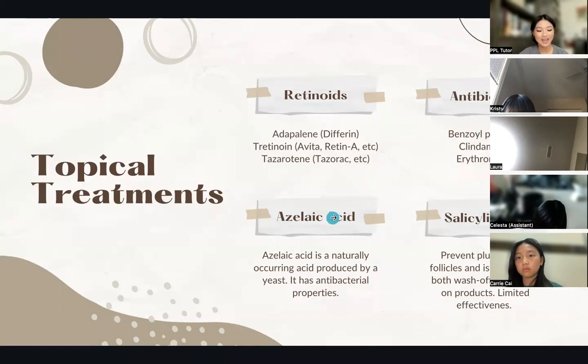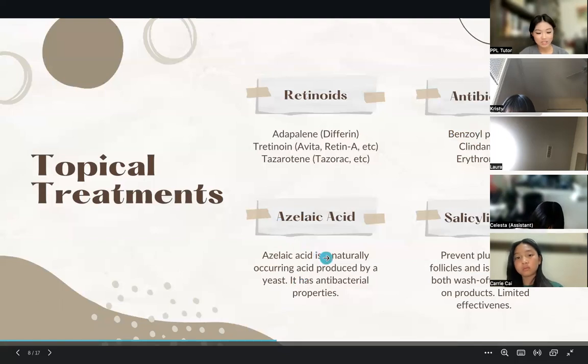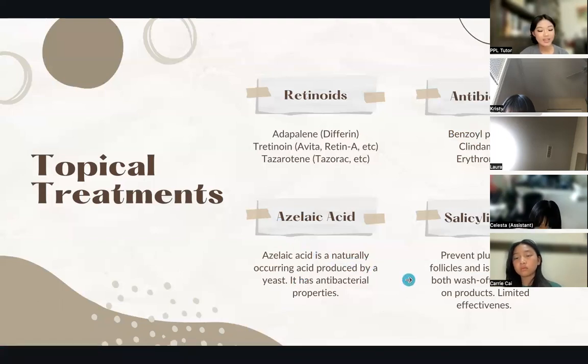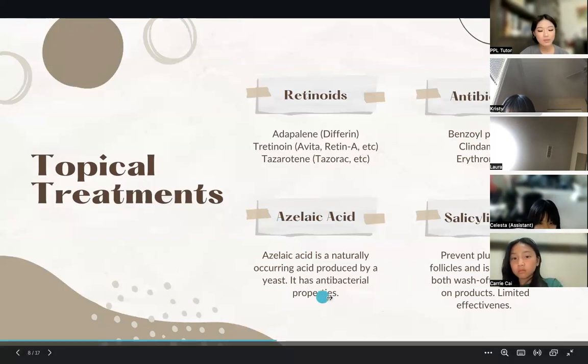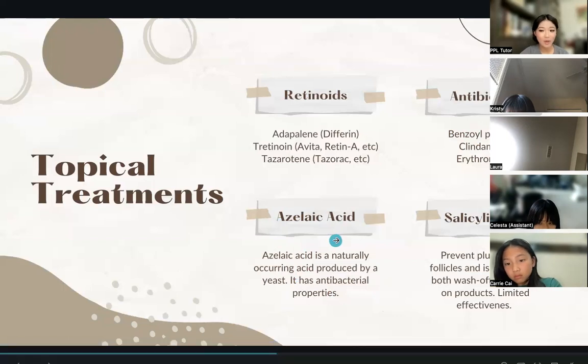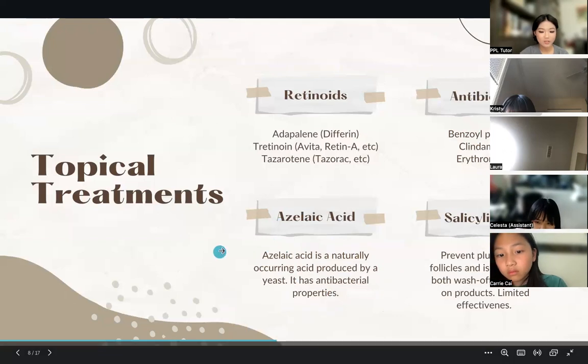And then we have our azelaic acid. So this one is, I guess, less commonly used, but it's still a great ingredient to use. Azelaic acid is a naturally occurring acid produced by yeast, and it has several natural antibacterial properties. So this one I recommend generally for mild acne. If you have a little bit, then this is definitely for you.